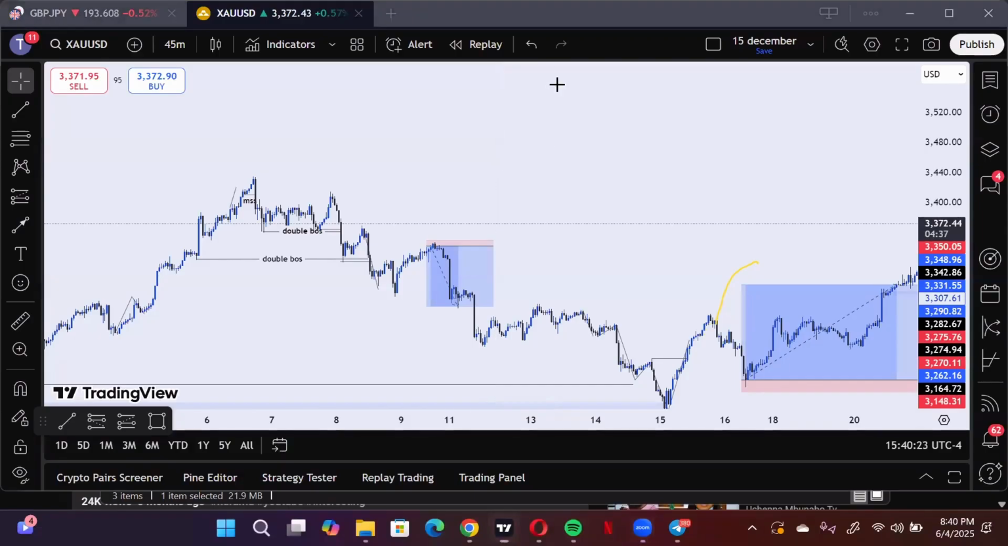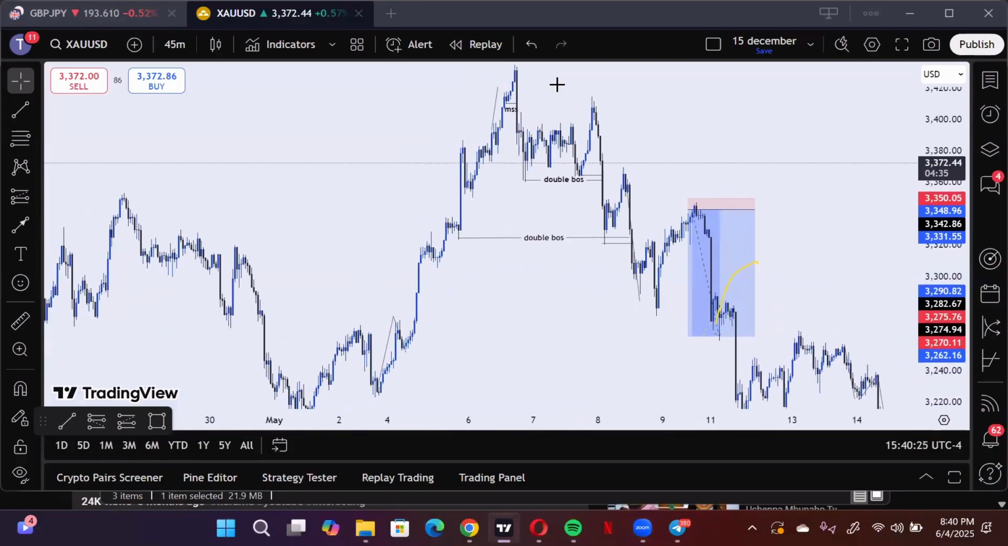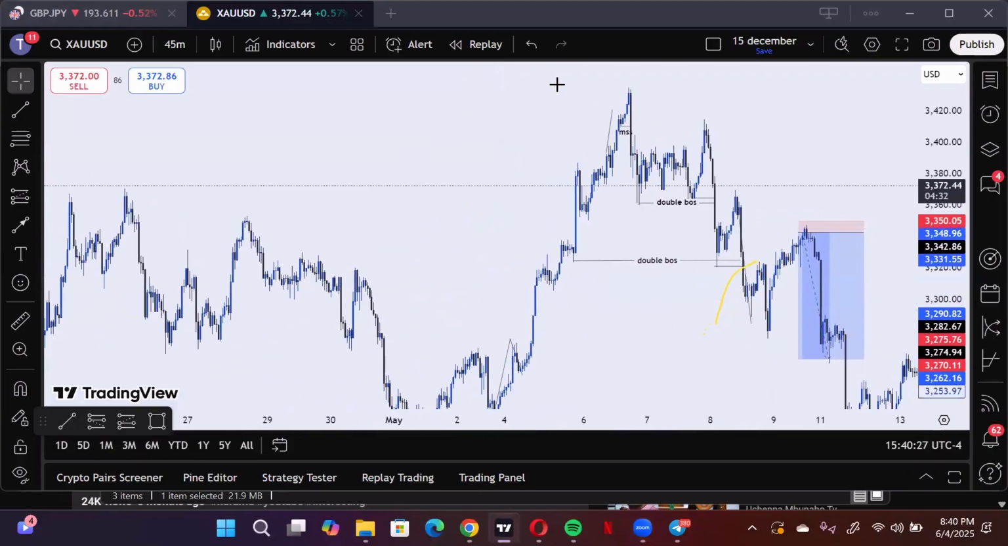A buy scenario. Someone said I should give a buy scenario. Okay.